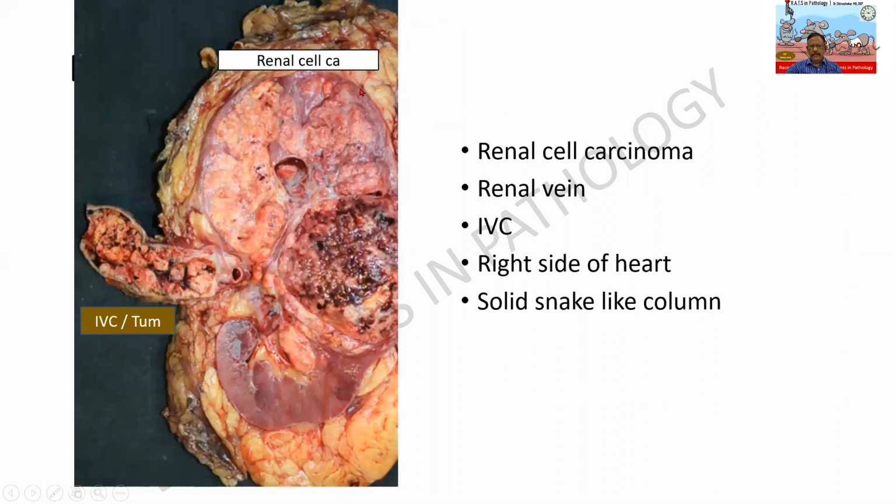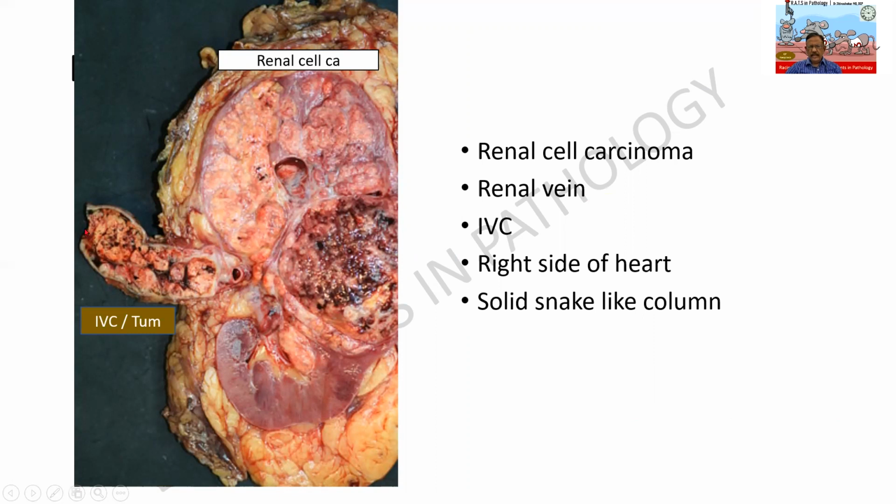This is yet another example, the renal cell carcinoma. I can make out the kidney by means of the reniform shape. And here there is a normal corticomedullary differentiation. Normal parenchyma is seen, whereas the upper pole and most of the kidney is replaced with tumor. It has got various appearances. So there are areas of hemorrhage, necrosis, etc. But that is not important.